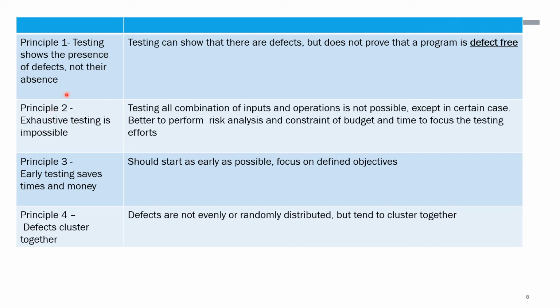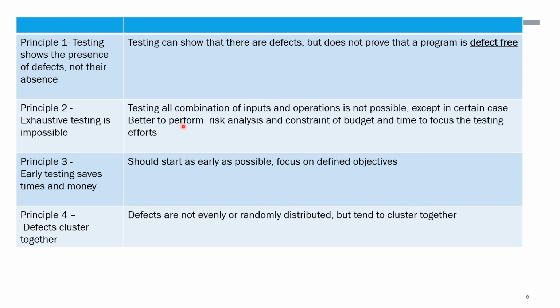Principle 2. Exhaustive testing is impossible. Let's say you are so worried about the quality of the software, you keep on testing it after months and months and months. You have dragged the launching of the system because you are very concerned about testing all combinations of inputs. That is actually the ideal situation, but in the actual implementation in the industry, you don't have that much time.